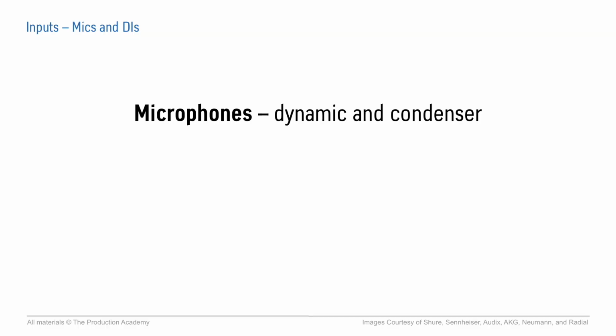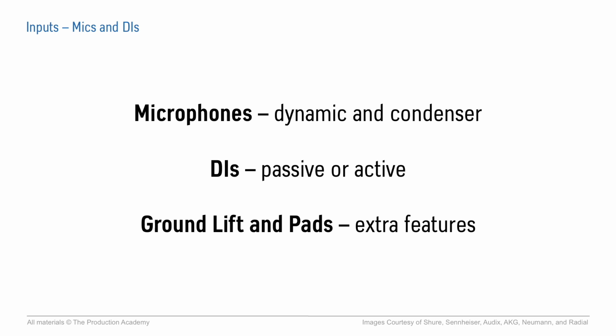In this video, we talk about inputs, which are the microphones and DIs we have on stage. These are the sounds that go into the mixer, which we also call a console or soundboard. First, we'll discuss microphones and the difference between dynamic and condenser. Then, we'll look at DIs and how they can be passive or active. And then, we'll see how ground lifts and pads are extra features we find on DIs.